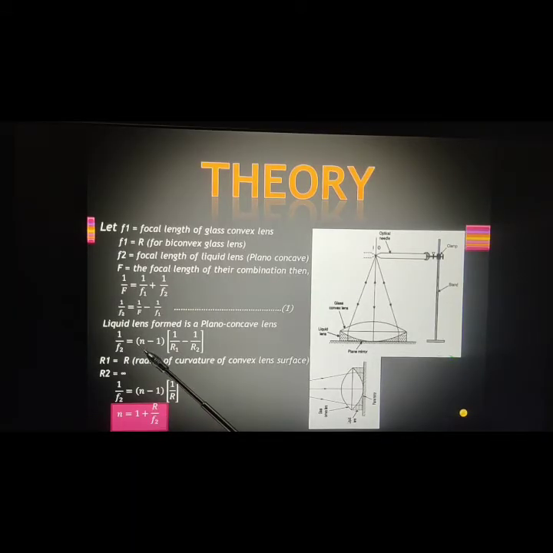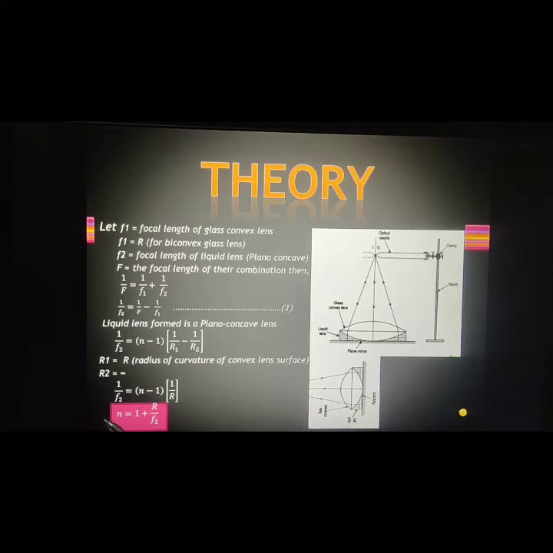Now what is n over here? n is the refractive index of the water, because this is a plano-concave water lens. So n is the refractive index of the water here. This is our aim, to find the refractive index n using a convex lens and a plane mirror.